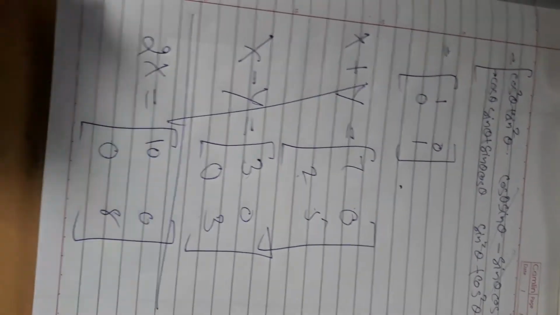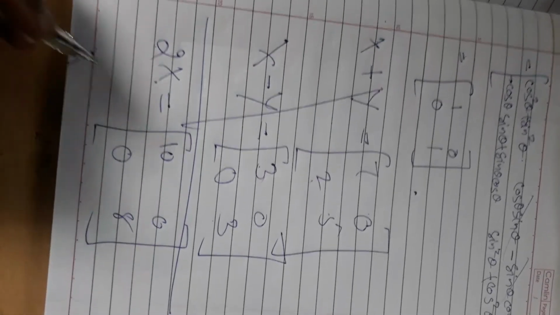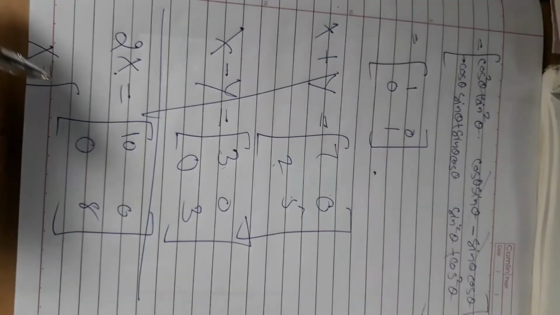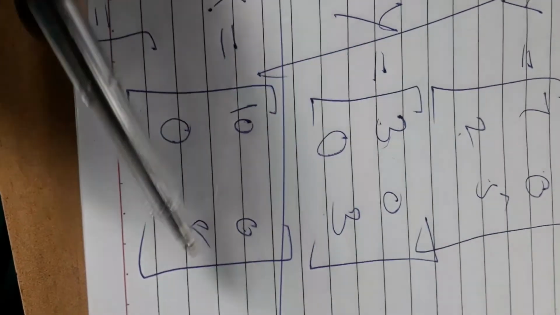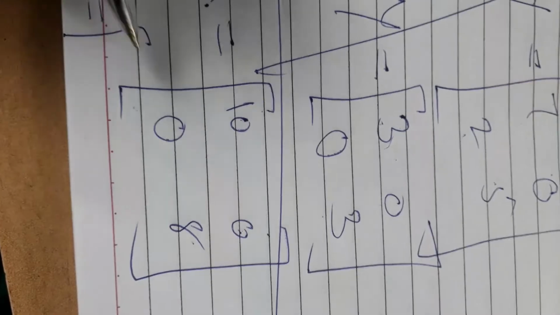Now here you have got 2X, so X will be equal to, now this will be dividing each term by 2. So when we divide it, it is [5 0; 1 4]. So you have got the X value.